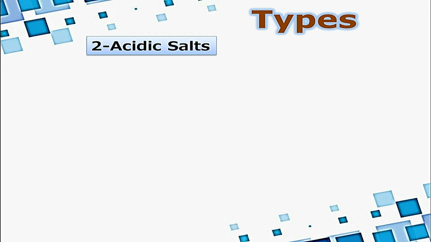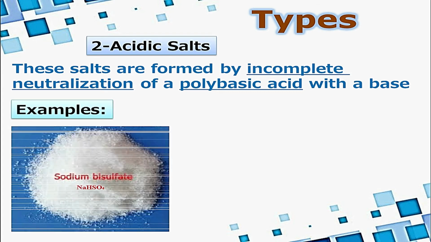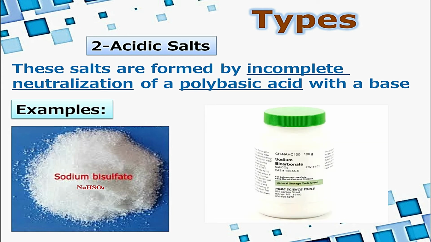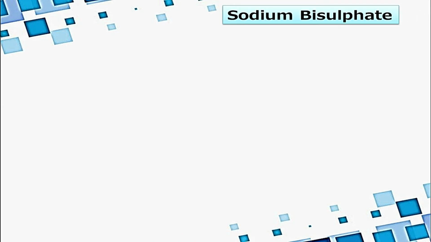Another type of salt is acidic salts. These salts are formed by incomplete neutralization of a polybasic acid, which can be a dibasic acid or tribasic acid, with the base. Whenever a polybasic acid reacts with the base through incomplete neutralization reaction, acidic salts are formed. Examples of these types of salts are sodium bisulphate, NaHSO4, and sodium bicarbonate, NaHCO3, which is also known as baking soda.